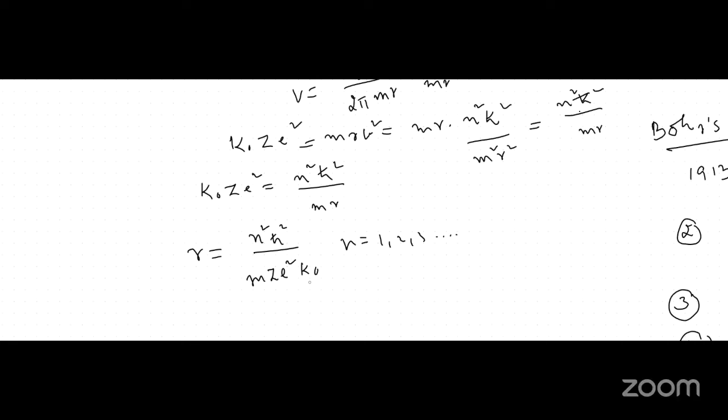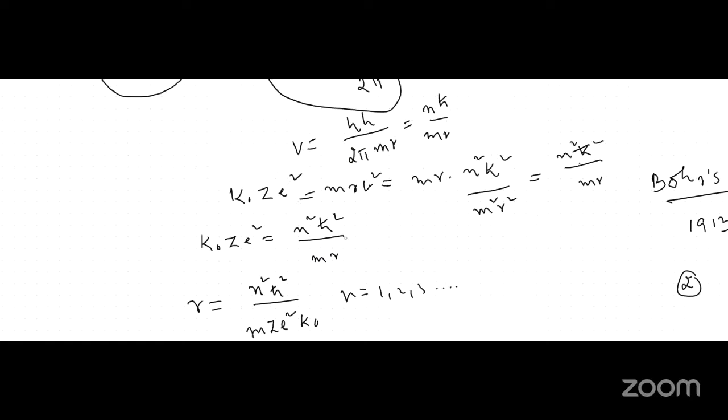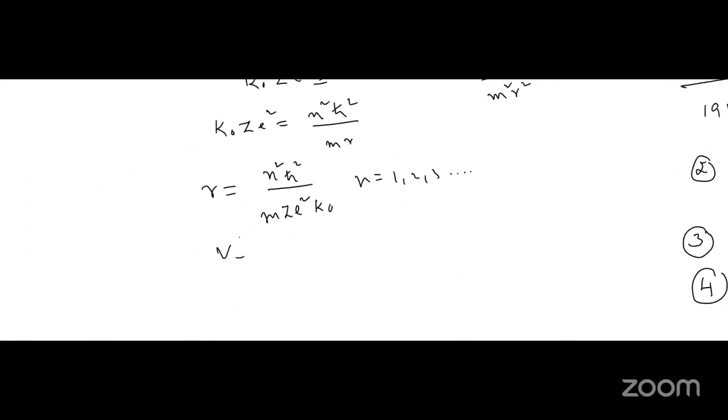And similarly, we can write the value of v from this one, because mvr is equals to nh by 2 pi. So v is the velocity of the electron. L is equals to mvr, we have already written. So here mvr is equals to nh by 2 pi, and v is equals to nh cut by mr. If we substitute, we can get the value of v is equals to Z square into k naught by nh cut. This we can write.